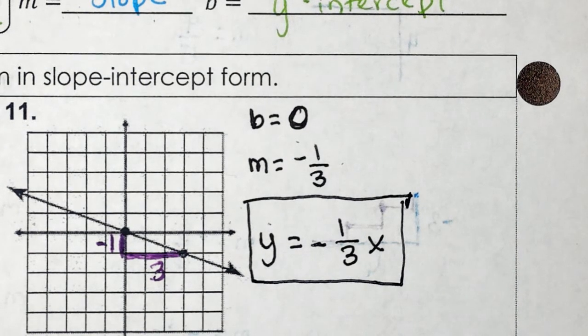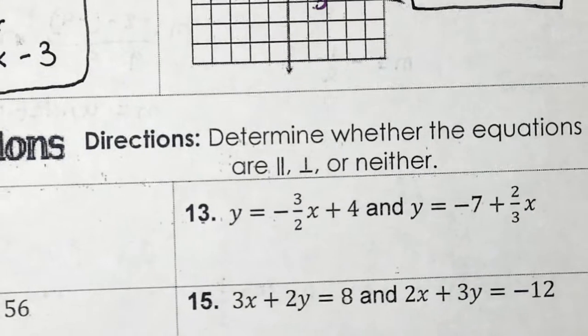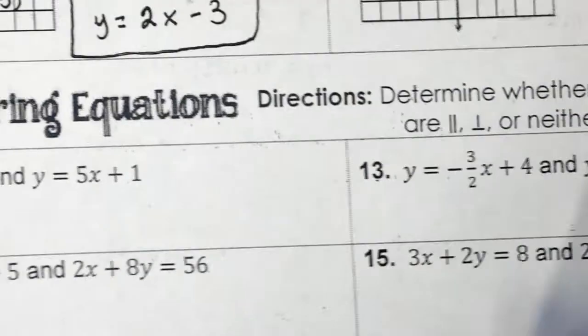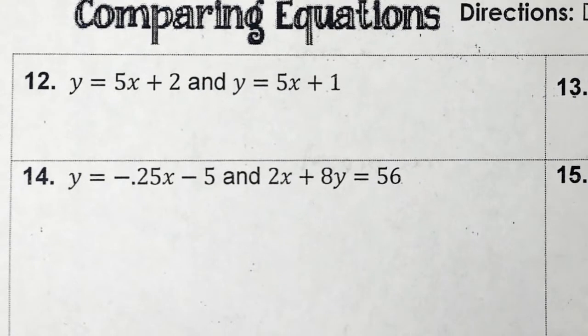Alright. At the bottom, last couple. Determine whether the equations are parallel, perpendicular, or neither. You see we start using the symbols down here too. So you get two slope intercept form equations. Number 12 is easy because they're already in slope intercept form. So all you got to do is determine whether these two equations are parallel, perpendicular, or neither.